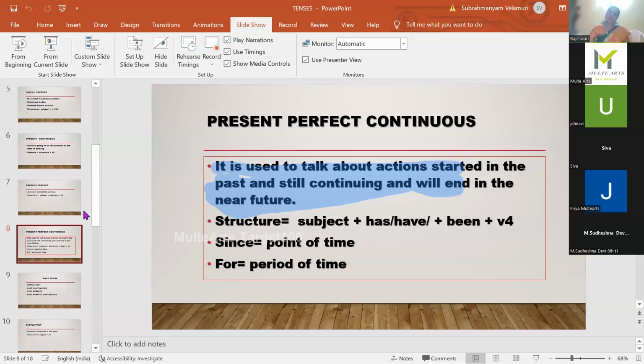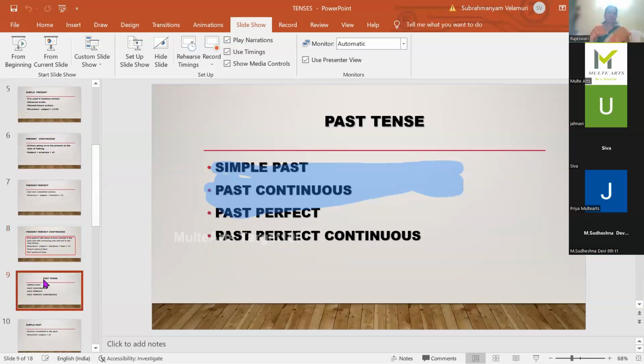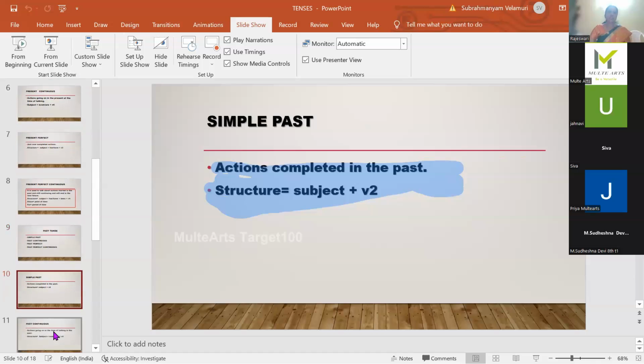Now moving on to the second daughter, which is past tense. She also has 4 children: simple past, past continuous, past perfect, and past perfect continuous. Let's travel to the first one. It always finishes too early. Yesterday only it finished. Actions completed in the past.